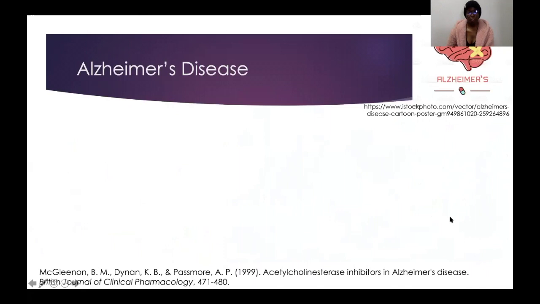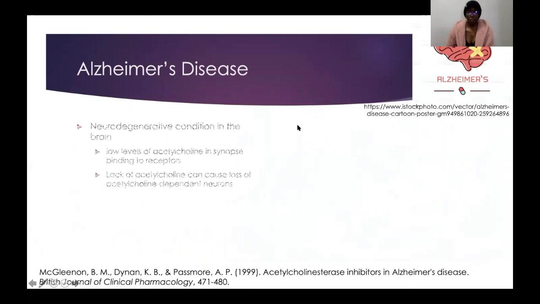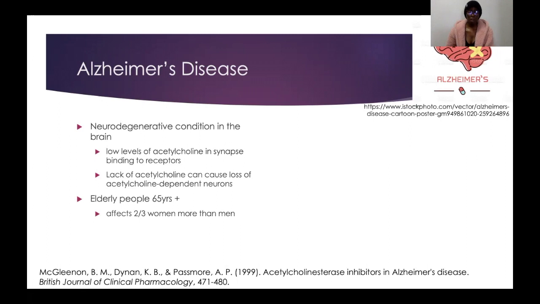So this is really important in helping with prevention of some diseases, particularly Alzheimer's disease. Alzheimer's disease is a neurodegenerative condition in the brain caused by low levels of acetylcholine in the synapse binding to their receptors. And this can actually be worsened over time because the lack of acetylcholine within the synapse and binding to the receptors can cause the loss of these acetylcholine-dependent neurons. It's commonly seen in elderly people, 65 years and older, and affects two-thirds more women than it does men. However, we don't know why. It's just more commonly seen in elderly women.